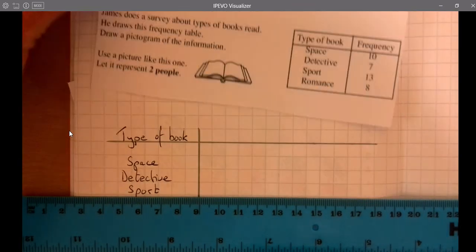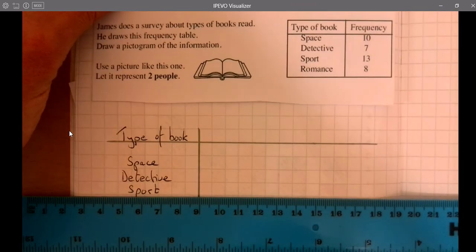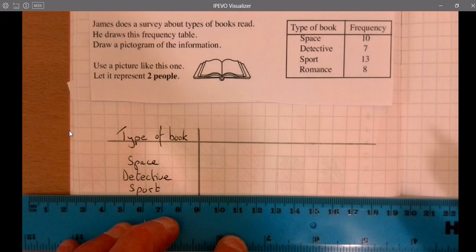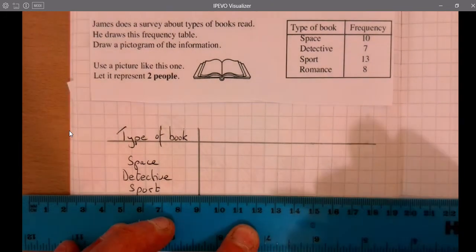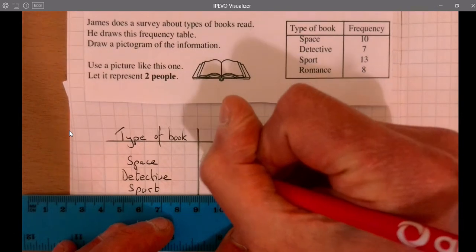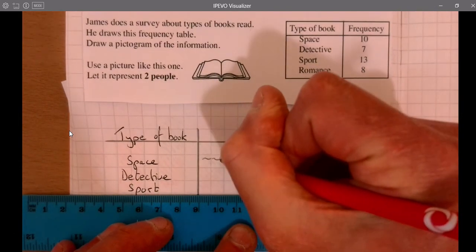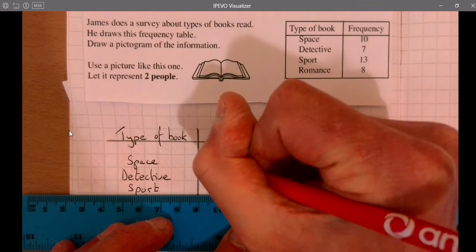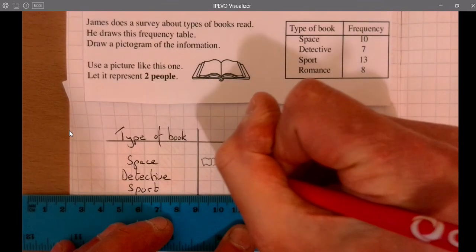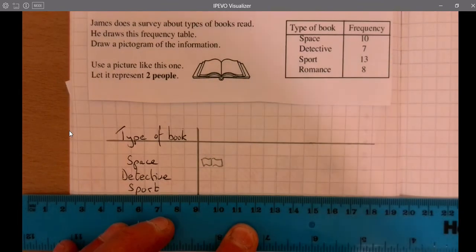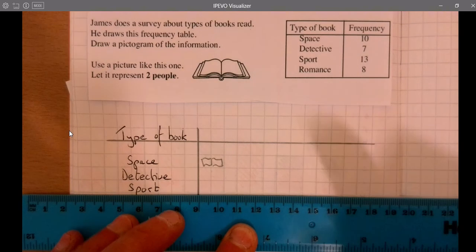So what are we going to do? For space, remember, we need to draw 5 books. Now, I'm not great at drawing, so I'm going to have a go at trying to do something that replicates a little bit what we've got there. Okay, there you go. That's pretty good for me.